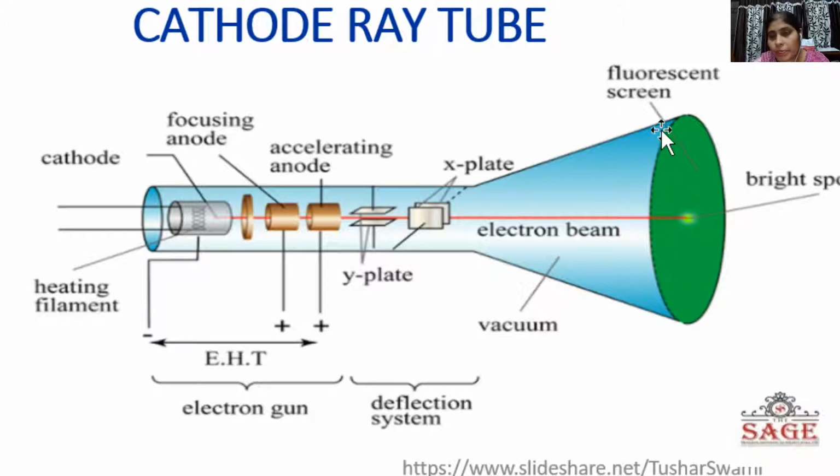The screen is coated with phosphor, and all these assemblies are placed inside a tube, and this tube is a vacuum. The air is evacuated from it. So this part, the cathode, the accelerating anode and focusing anodes, comes under the electron gun assembly, and the vertical deflection plate and horizontal deflection plate come under the deflection system.